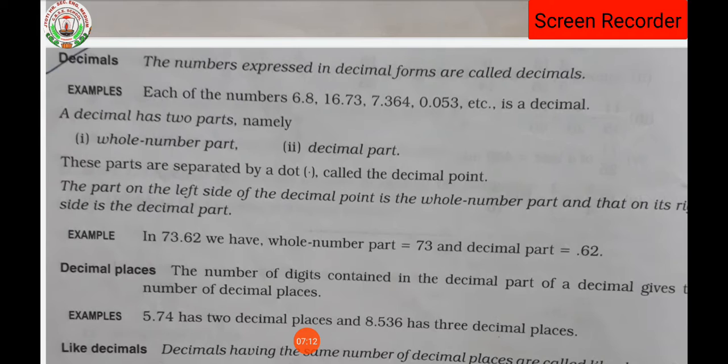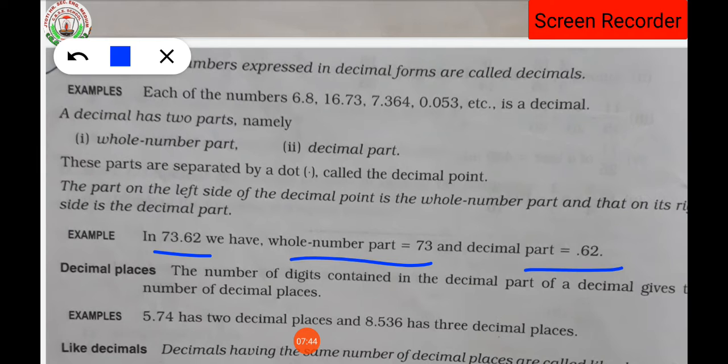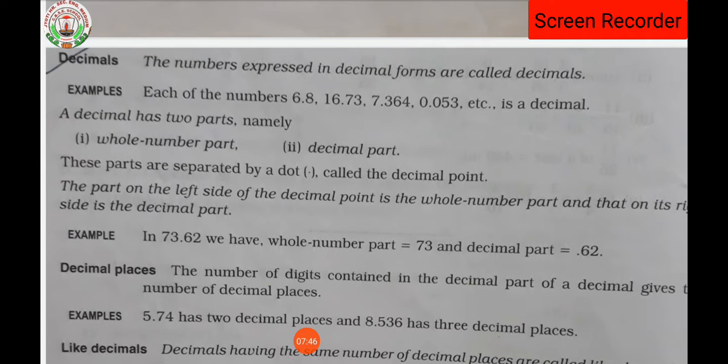Clear? A decimal always has two parts, that is the whole number part and the decimal number part. These parts are separated by a dot called the decimal point. If 73.62 is an example, then what is the whole and the decimal part? The whole part will be 73, which is written just before the decimal point, and what is written after the decimal point is known as the decimal part. Clear? So this is a common thing.